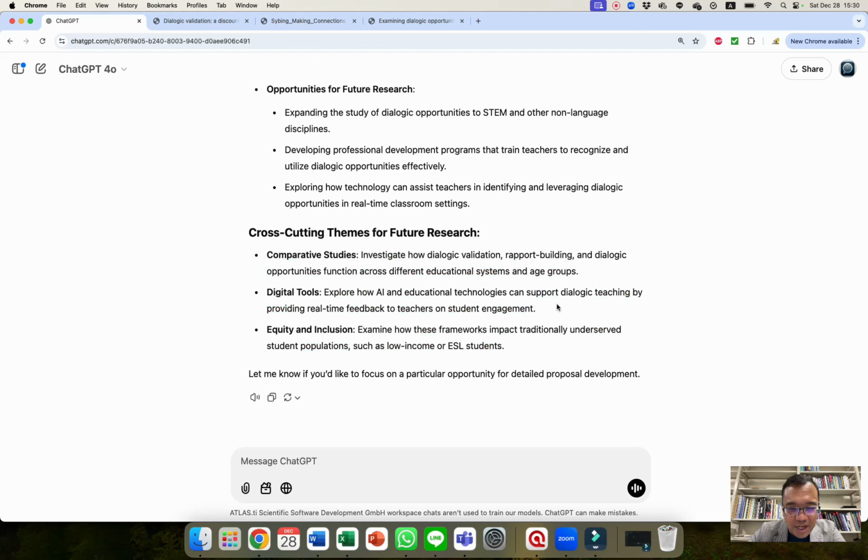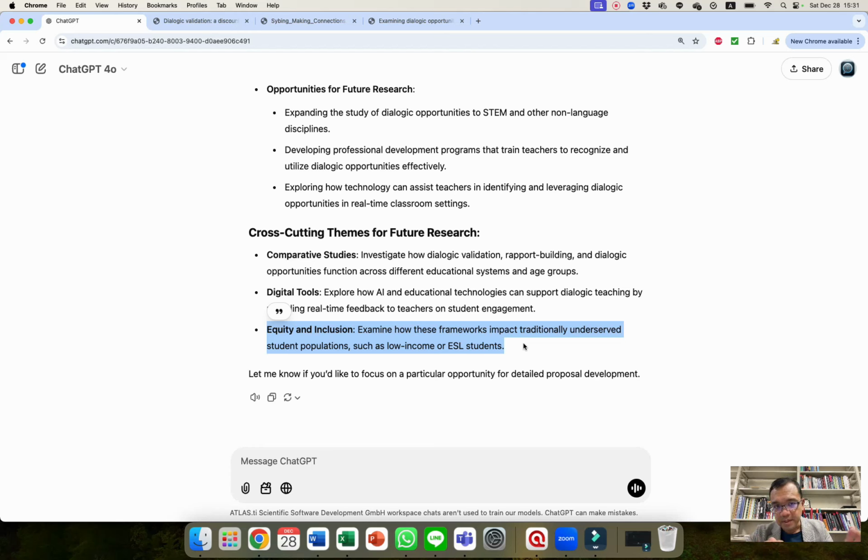Digital tools. I wish I was technologically savvy in terms of using technology in research, but this might be a good research area. But just for the sake of argument, let's go with the last one: equity and inclusion. Explore how these frameworks impact traditionally underserved student populations, such as low-income or ESL students. Now EFL is a different game than ESL.